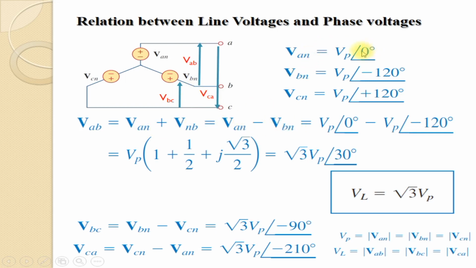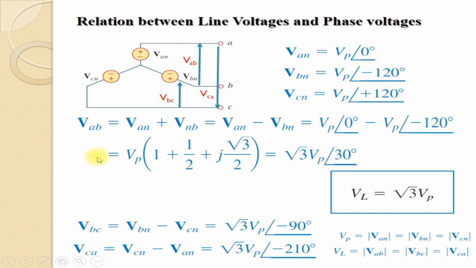And if you substitute this expression for VAN and VBN, you get VAN minus VBN is equal to VP angle 0 minus VP angle minus 120 degree. This VP is the magnitude of the voltage of the phase to neutral, or the magnitude of the voltage of each coil.